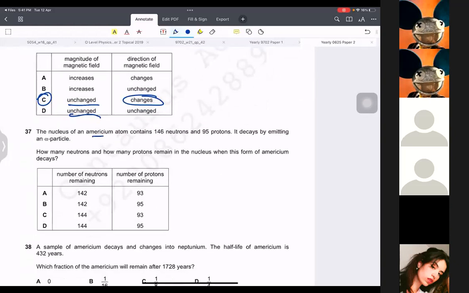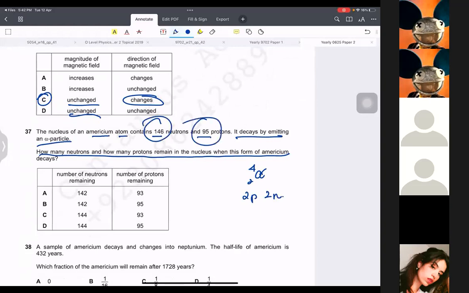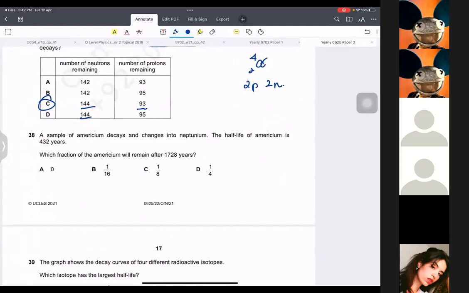The nucleus of an americium atom contains one, decaying by emitting an alpha particle. How many neutrons and how many protons remain? The alpha particle itself is 4, 2, right? So the alpha particle has 2 protons and 2 neutrons. So 2 neutrons will be less, and 2 protons will be less. So 146 will become 144, and 95 will become 93. See, pretty easy.